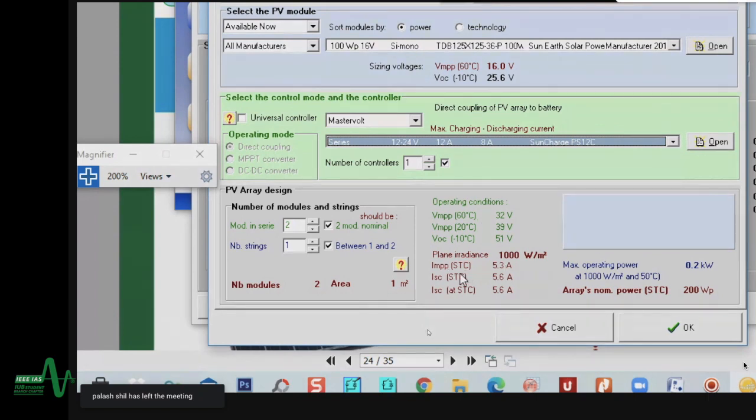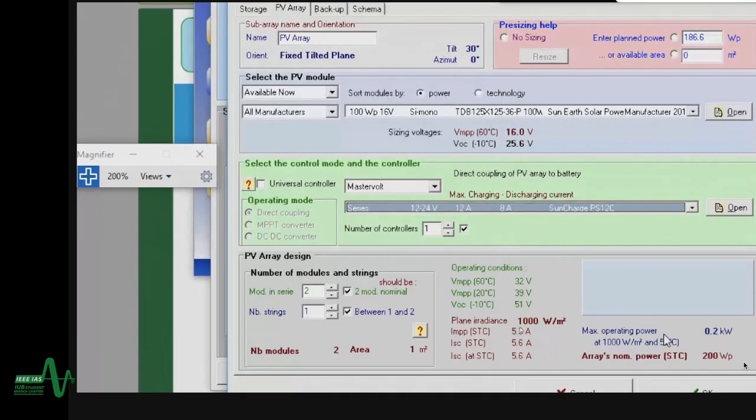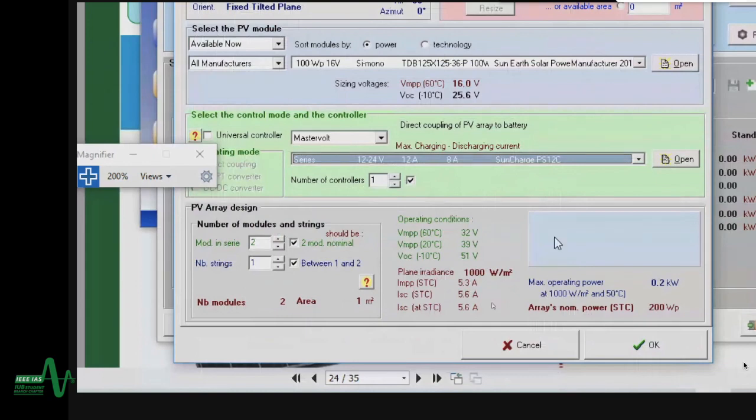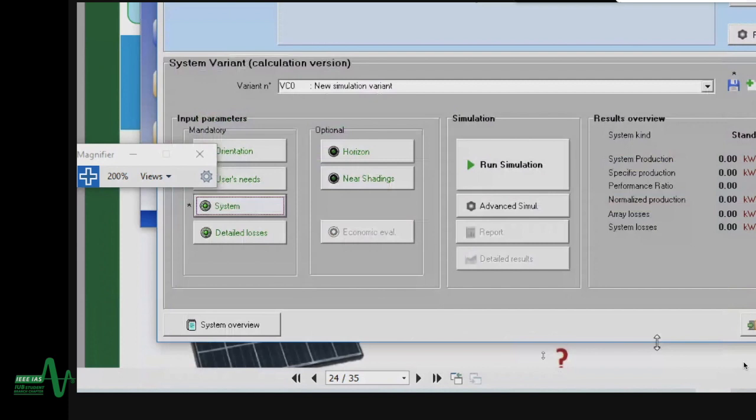And the IMPP, at standard temperature testing condition, would be like 5.3 ampere. At 60 degrees Celsius it's 5.6 ampere, and also at minus 10 it's 5.6. Okay, so it shows that it's known for 200 watt peak. So each and everything I would say is fine because there are no notifications over here.